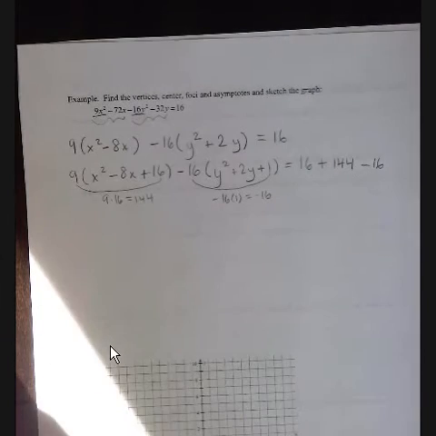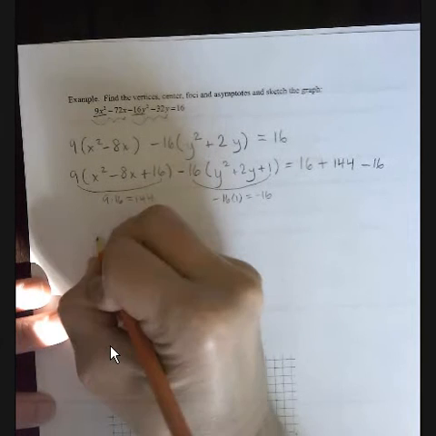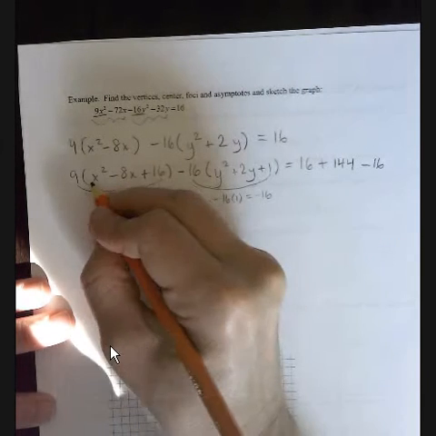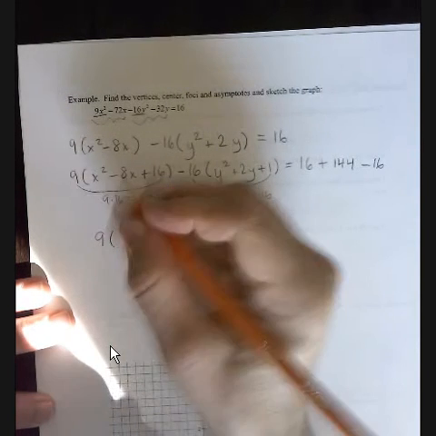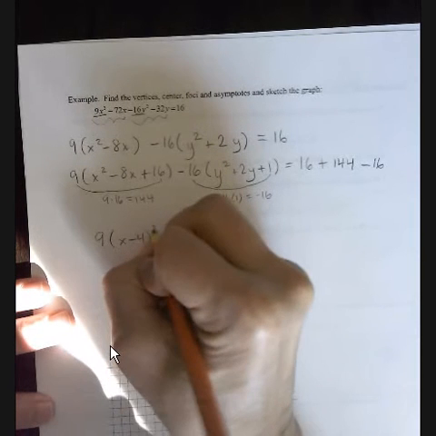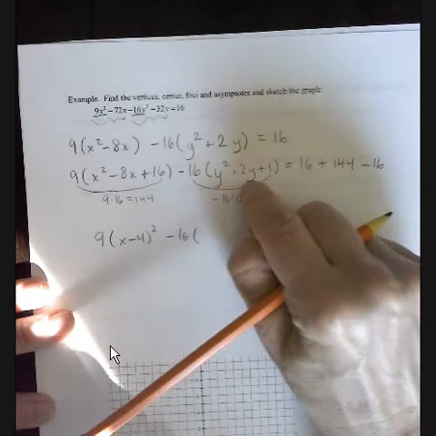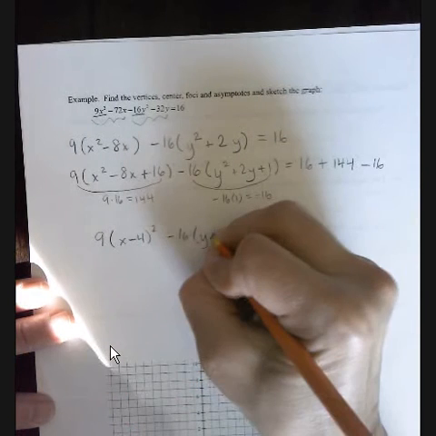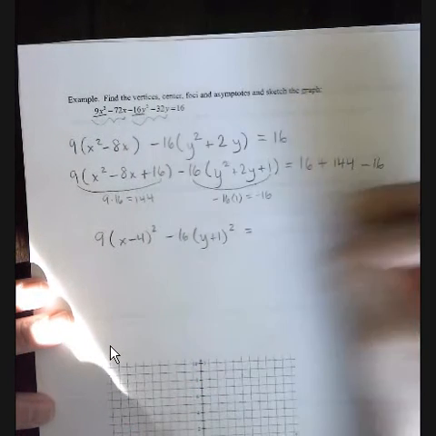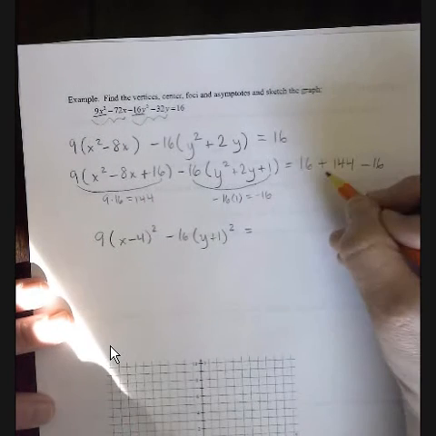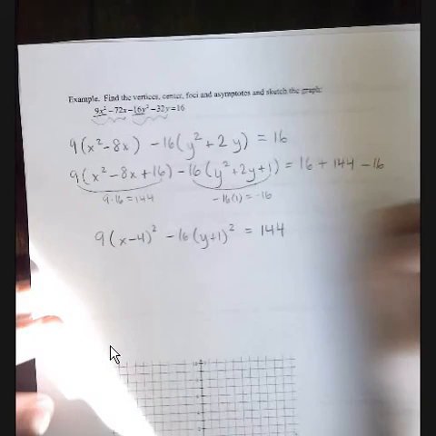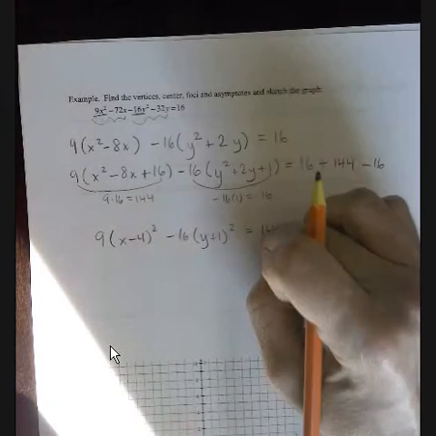So now I'm going to go ahead and factor on the left. X squared minus 8x plus 16 is (x minus 4) squared. And then minus 16 times (y squared plus 2y plus 1) is (y plus 1) squared. And then here the 16s cancel and I just have 144. And again, I want a 1 here, so divide everything by 144.